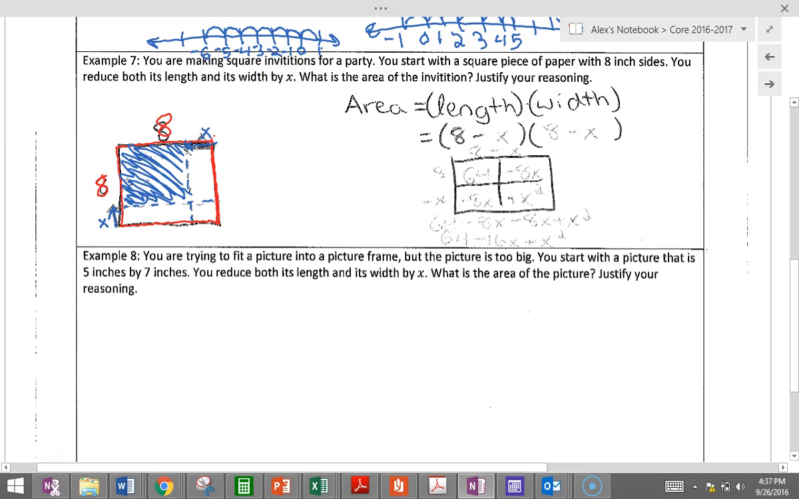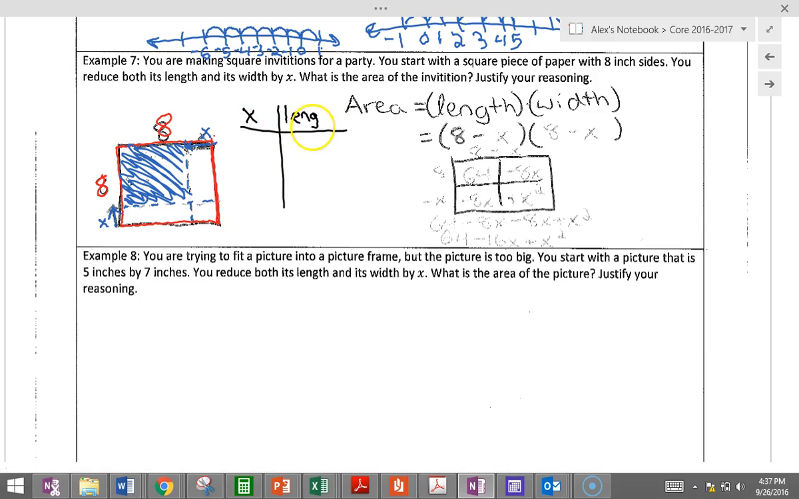so we're going to do x as one side of the table and length as the other side of the table. If I were going to cut 1 inch off of both of these, then my side would be 8 minus 1, or 7. If I was to cut off 2 inches, that would be 8 minus 2. I would only have 6 inches. If I were to cut off 3 inches, I would have 8 minus 3. That would be 5 inches. If I were to cut off x inches, it's the same type of thing. I would just have 8 minus x.